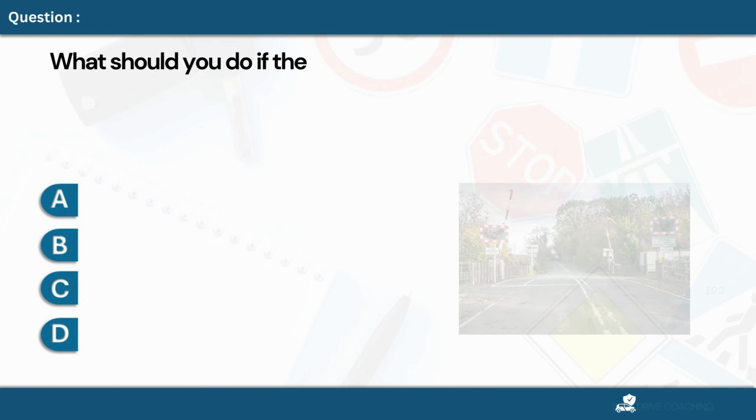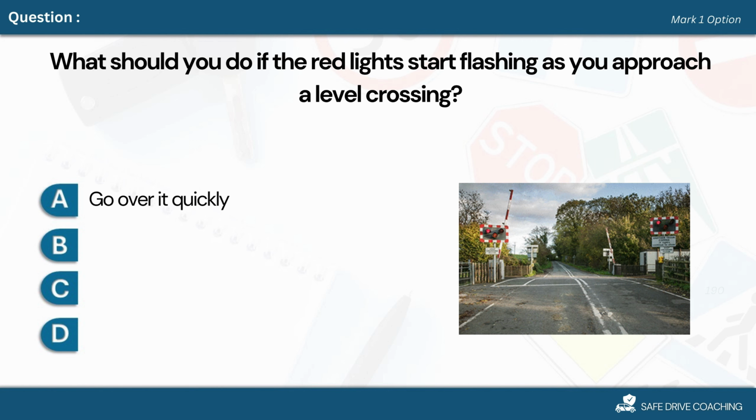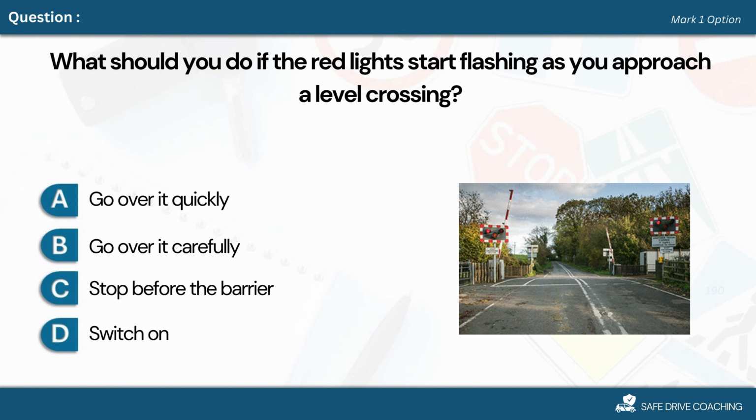What should you do if the red lights start flashing as you approach a level crossing? A. Go over it quickly. B. Go over it carefully. C. Stop before the barrier. D. Switch on your hazard warning lights. The correct answer is C. Stop before the barrier.